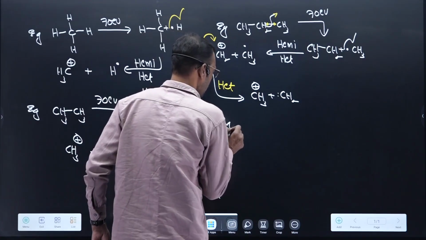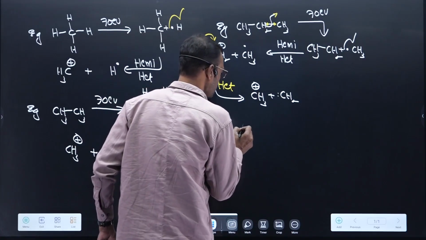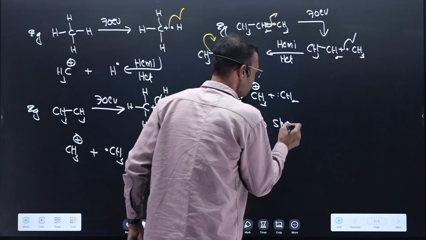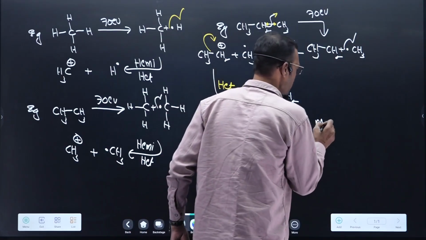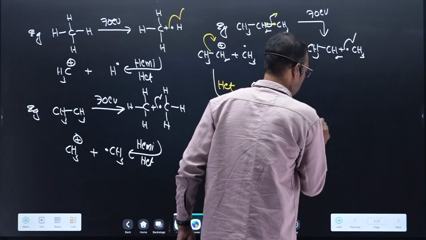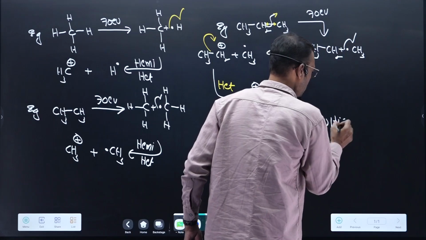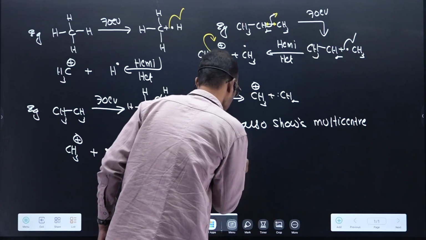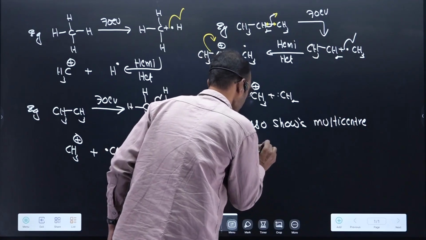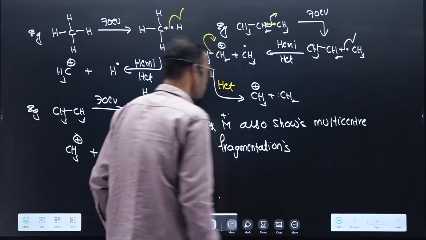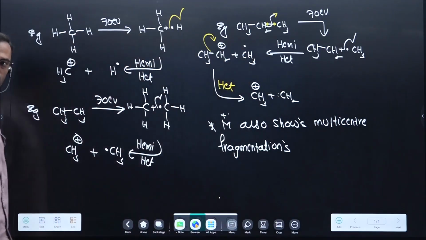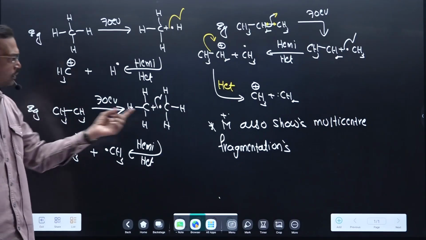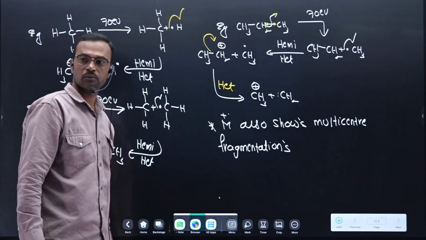So if I take any molecular ions, they also show multi-center fragmentation. So molecules also show multi-center fragmentation. Not only homolysis alone, only heterolysis alone is not possible. Sometimes two at a time. Okay. Molecular ions also show multi-center fragmentation.